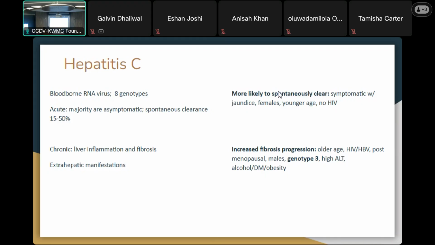People who are likely to spontaneously clear are those who don't have any other infections, and also those who are symptomatic. Usually we tend to think if somebody's sick with symptoms, they're likely going to stay sick, but interestingly they're actually likely to clear it. And for fibrosis, meaning scarring, genotype 3 is the worst one, along with older age or other hepatitis.